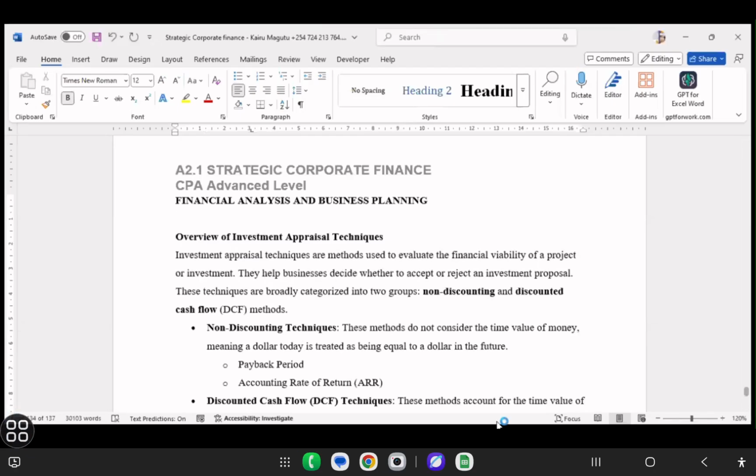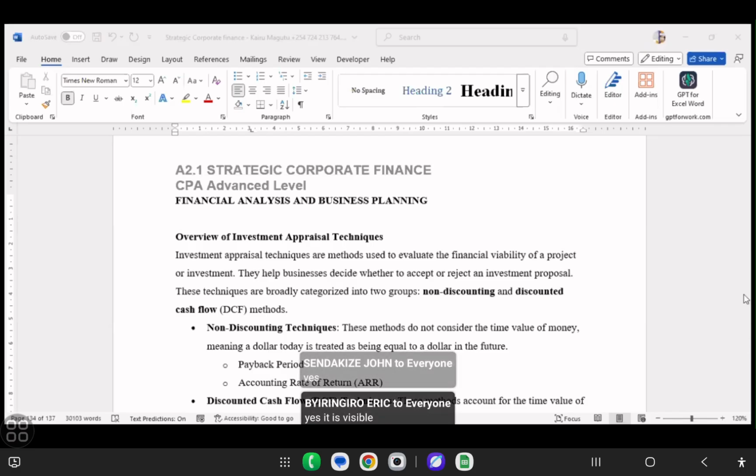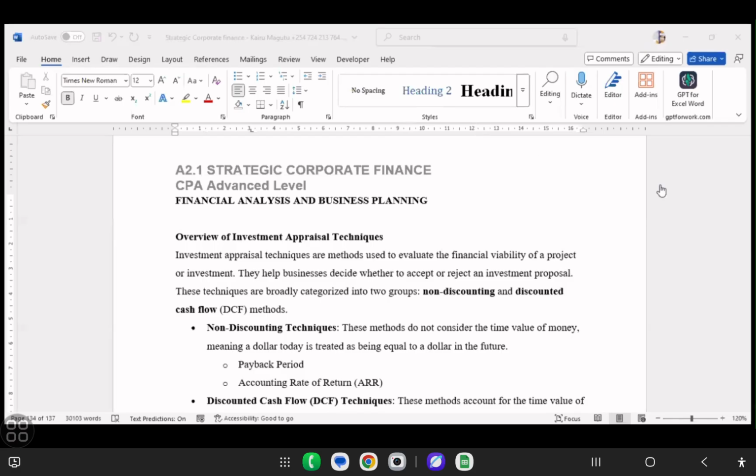I need to know whether you can see the screen, please. Let me know whether you can see my screen. I have shared the Word document. Can you see the screen? Yes. Good. Yes, it is visible. You say that it is visible. Good. So if you can see the screen, I want us to start.